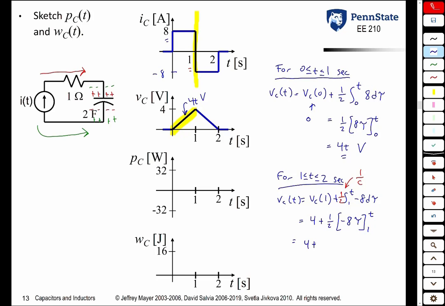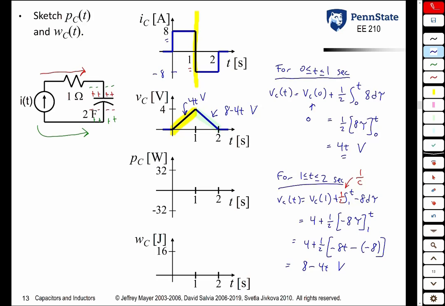So we get 4 plus 1/2. The thing in brackets evaluated at the upper limit is -8t. Then you subtract its value at the lower limit. -8 tau, when tau is equal to 1, is -8. We're subtracting that. You've got to be careful about that. You have double negatives there. And when you work out all the math, you get 8 minus 4t volts. Turns out that is what that line segment is.